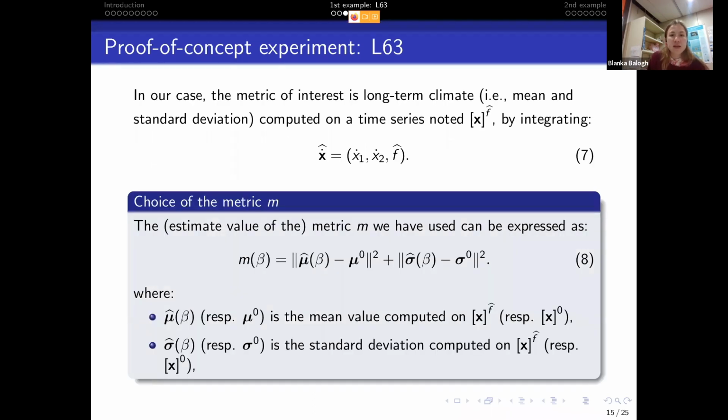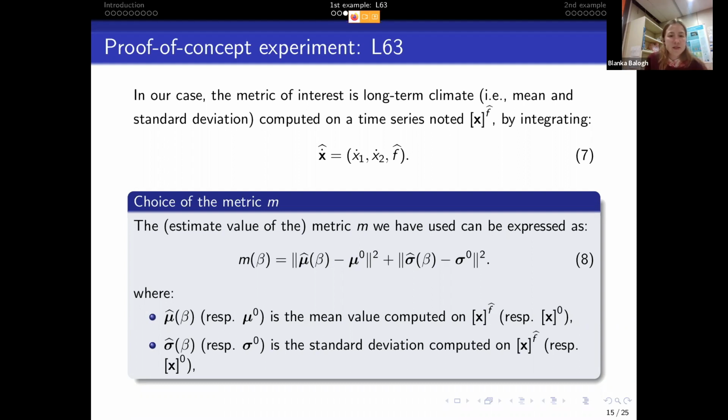So once we have this reference data set, the other thing that we need to make the calibration of the value of beta is a metric that we will minimize in order to get the optimal value of beta. In our case, what we would like to calibrate in Lorentz 63 is the long-term climate, which corresponds to the mean value and the standard deviation computed on long time series generated by integration of equation 7. This is the same as what we used to generate the reference data set, except that the coordinate x3 dot is replaced by the neural network parameterization.